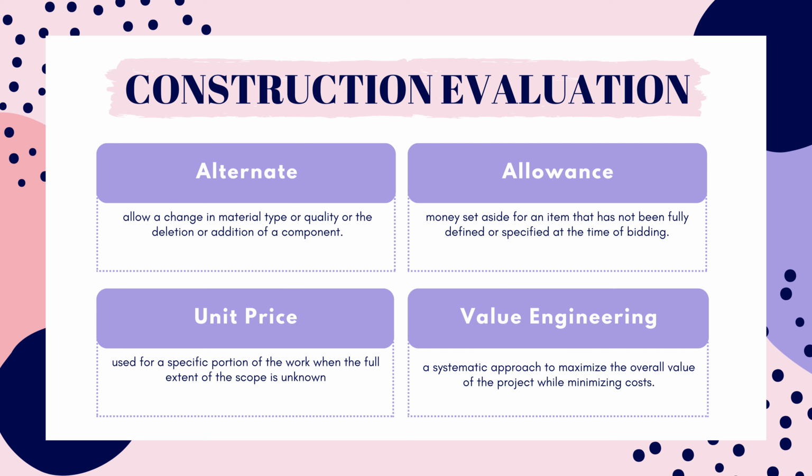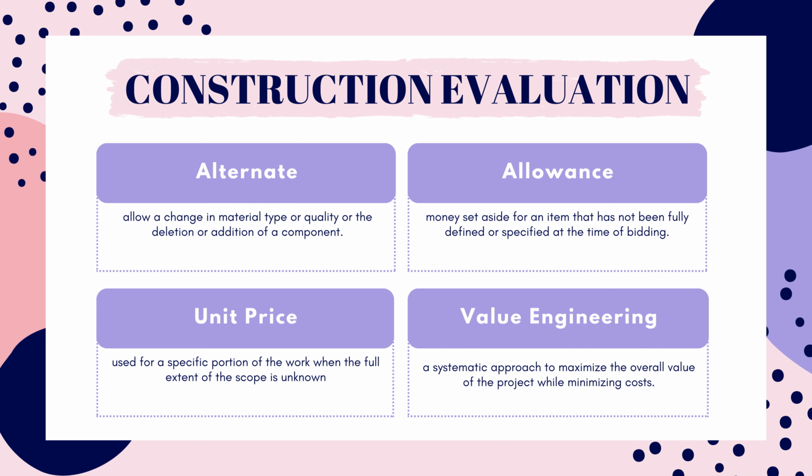Unit prices are based on a specific portion and quantity of the work. This is used when the extent of the scope is unknown. So owners are able to compare contractors' unit price when bids are due. So if the full extent of the parking isn't known at the time, then contractors would provide a cost per square foot of asphalt or any other materials and items needed for that construction, and that way the owner can compare that cost per square foot against the other bids.